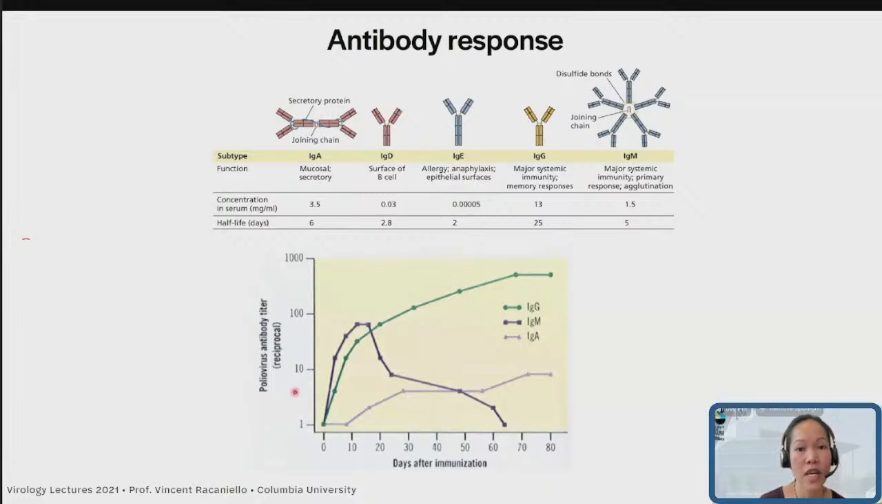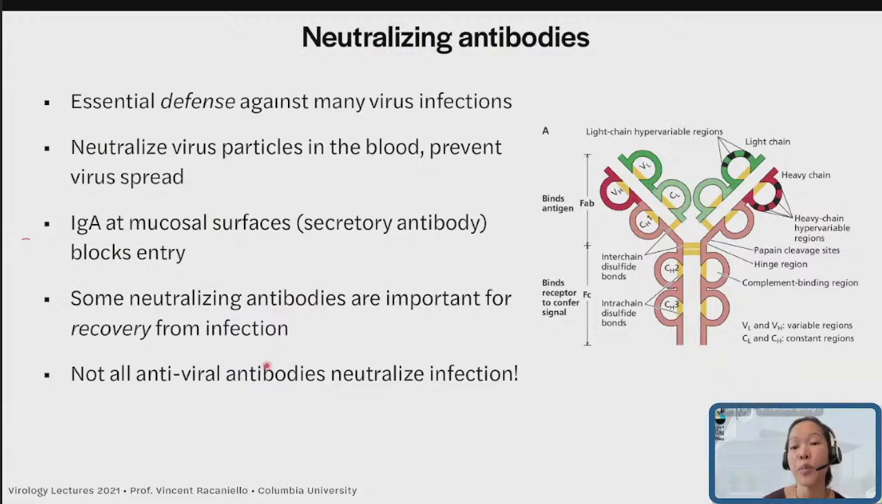And meron tayong antibody na ina-identify sa cells. Ang antibodies usually nagbabind lang siya. Pero meron din tayong neutralizing antibody. Neutralizing antibody ay may ibang role. Ang neutralizing antibody ay defense against many virus infection dahil neutralize na yung virus particles. So possible man mataas yung antibody levels natin pero mababa yung neutralizing antibodies.